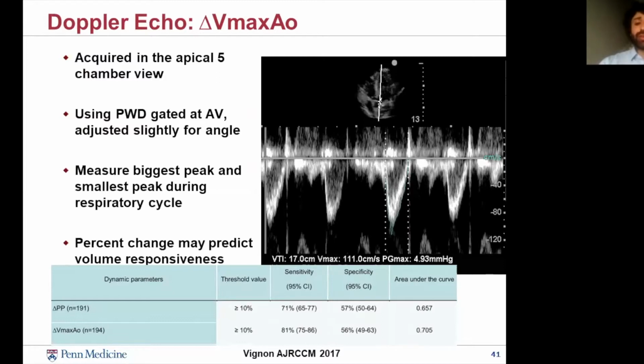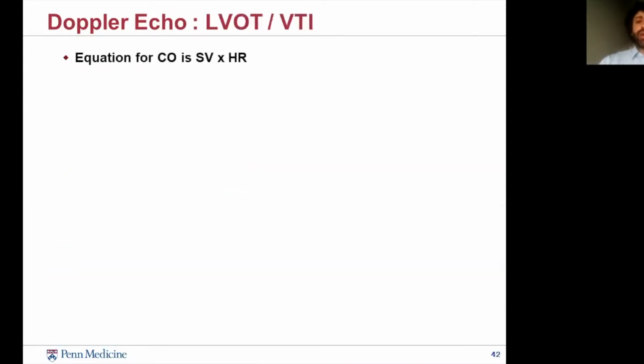outflow through the aortic valve during the respiratory cycle, in the same way that you're kind of assessing how the IVC changes based on the change in intrathoracic pressure during the respiratory cycle. But it turns out that the performance of this, while better than pulse pressure variability, is not amazing. On the other hand, you can calculate the actual cardiac output by thinking about the stroke volume and heart rate.